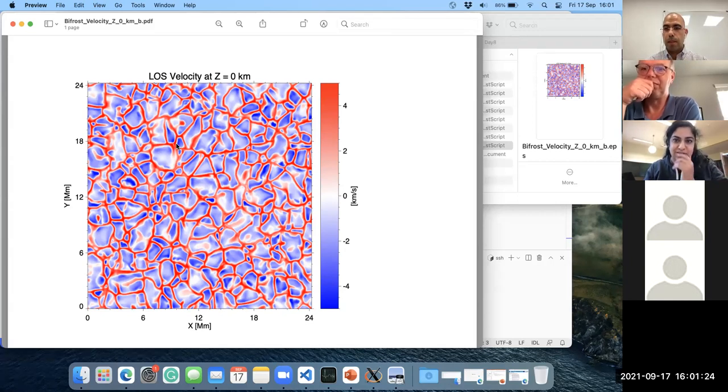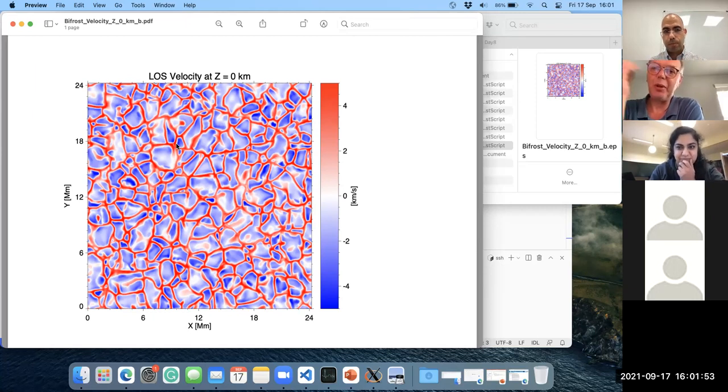Yes. I think it depends, but my impression is that the material goes up and then starts to accelerate towards the edges. So I think it's not so strange to see low line of sight velocity at the center of large granules. But maybe Han, you want to add something.